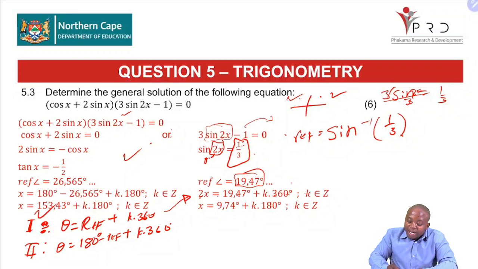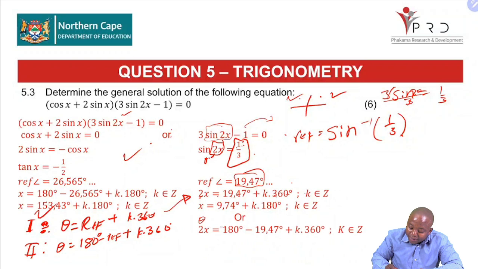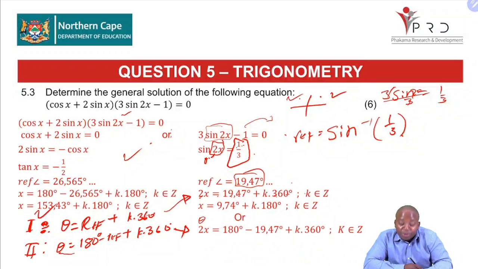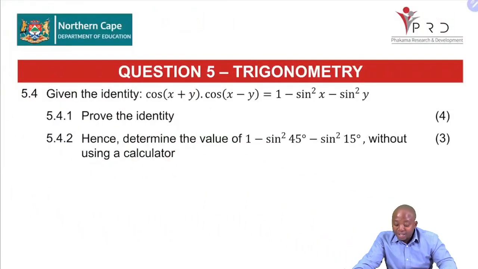On the second quadrant, again, sine is positive, so we need to find the solution on the second quadrant. On our second quadrant, theta is equal to, as we have established here, 180 minus the reference angle, which is 19.47, plus k times 360, where k is an element of integers. Then we divide by 2 throughout. Then our x is 80.26 plus k times 180, where k is an element of integers.